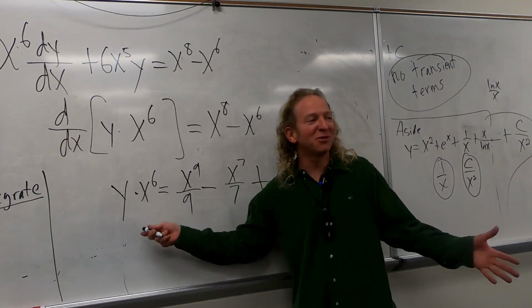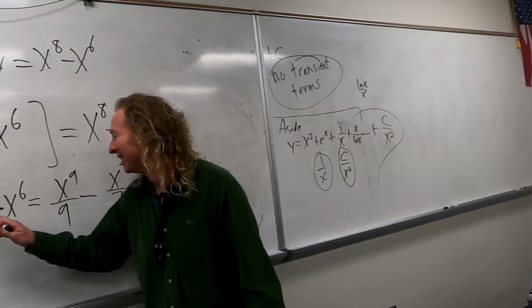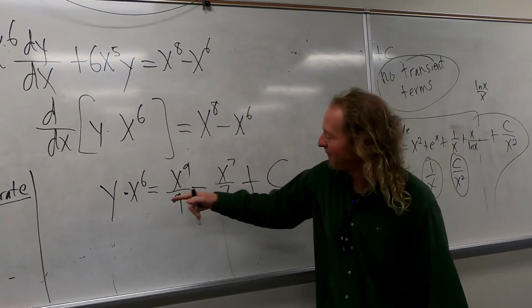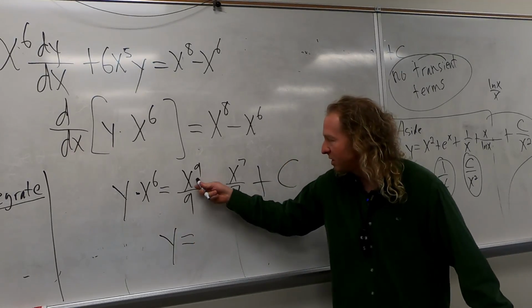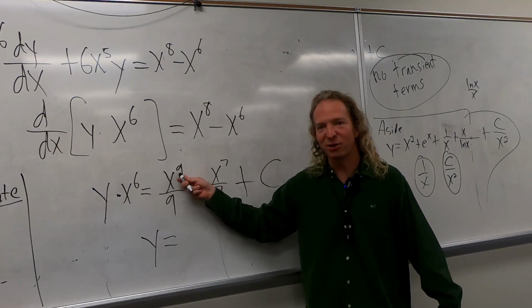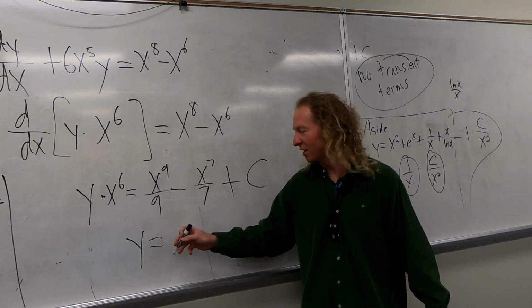To finish, what do we divide everything by? X to the 6. Yeah, x to the 6. So I'm just gonna do it because if I show the step, I'm gonna get confused. So when you divide this by x to the 6th, it's x to the 9 over x to the 6. So that's x to the 3rd. Yeah, x to the 3 over 9.